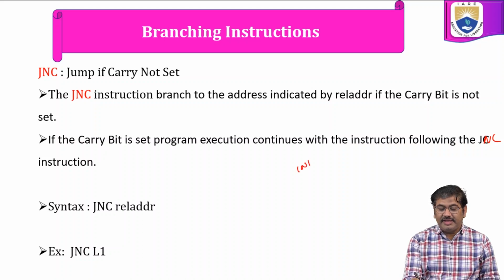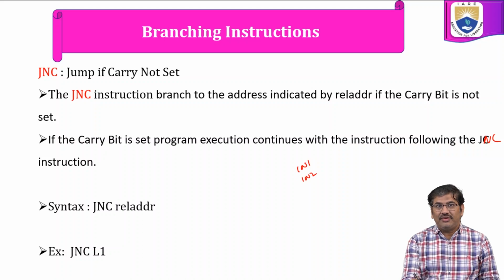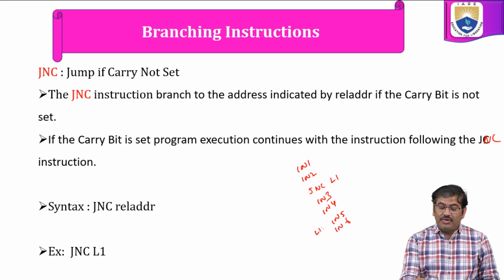Here also we will take an example. Let us consider we have the instructions: instruction 1, instruction 2. After that we have the instruction JNC label 1. Next we have instruction 3, instruction 4. For instruction 5, assume label 1 is specified. Then we have instruction 6. First, instruction 1 will be executed. Then instruction 2 will be executed.